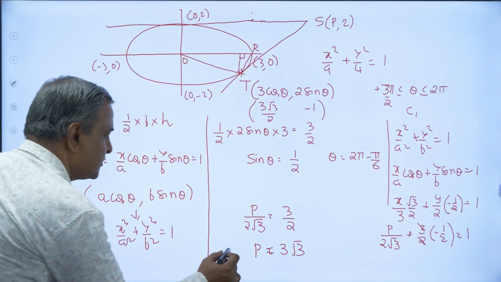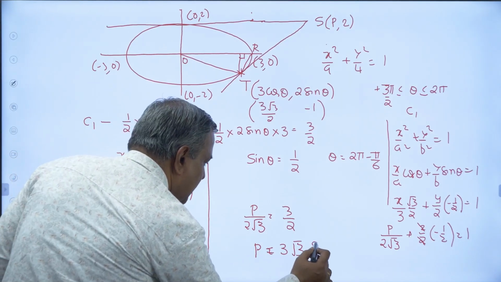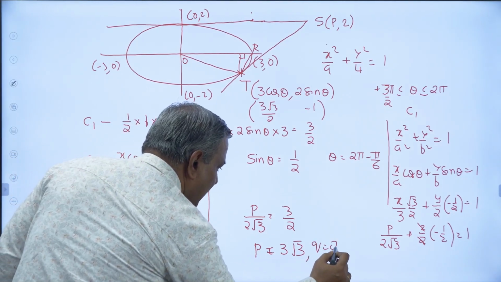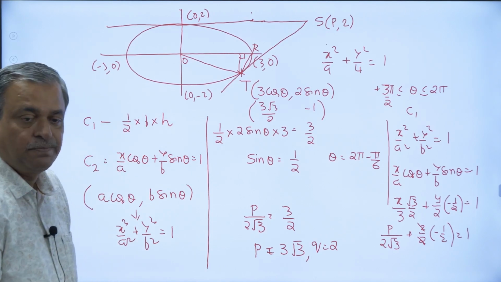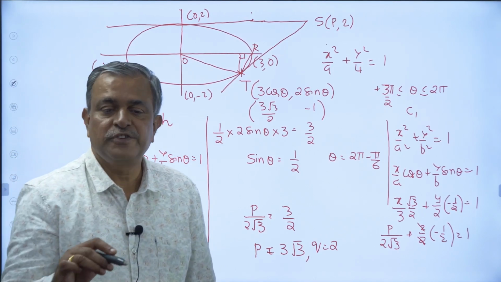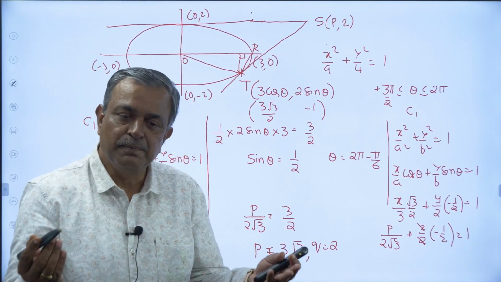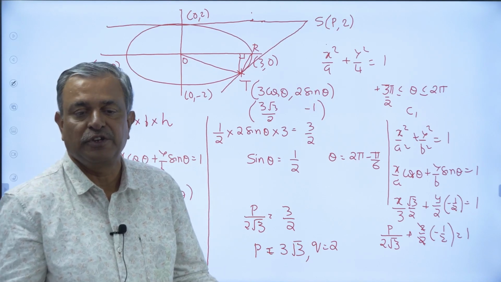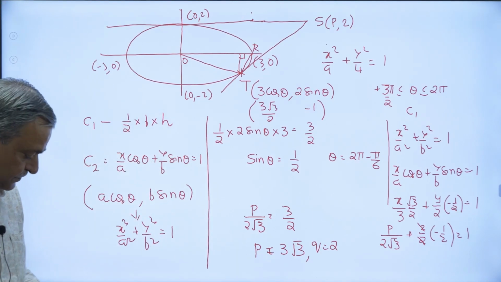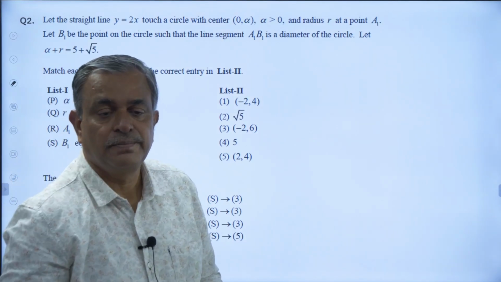So the final answer is P equal to 3 root 3 and Q we already know is 2. And try to learn the elimination. Okay, sir, so Q is equal to 1 is not possible. He himself gave the information Q is equal to 2. That is rejected. Now see the second question.